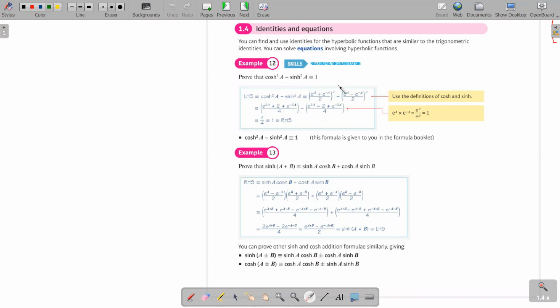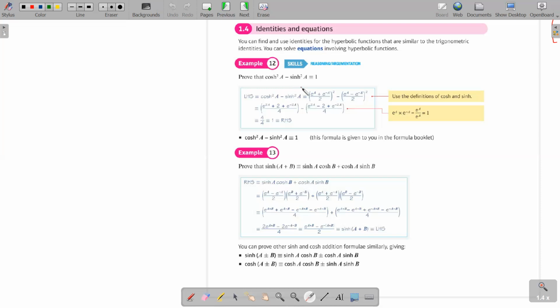Okay, guys. So you worked with trigonometric identities previously in the past, right? Now we are going to learn how to use hyperbolic identities, and we are going to compare the differences and similarities between trigonometric and hyperbolic.